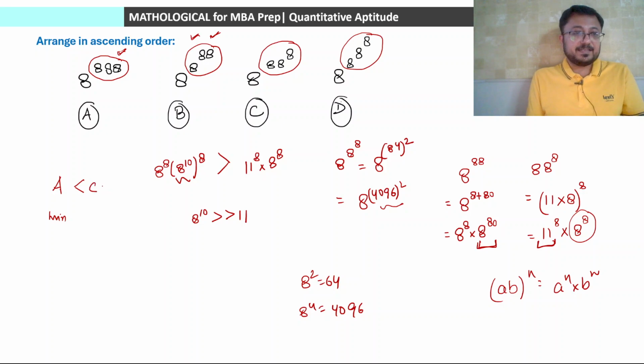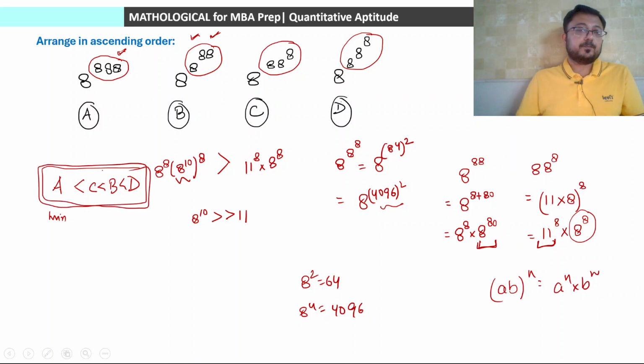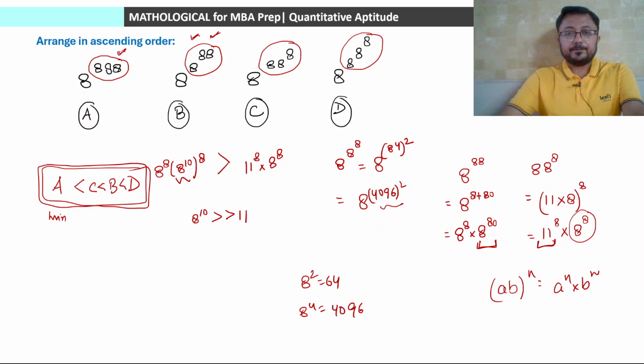A is less than C, C is less than B, and B will be less than D. So A, C, B, D will be the correct order in this case. A, C, B, D will be the correct order. Clear? Next question.